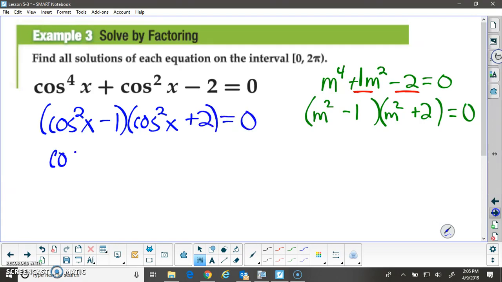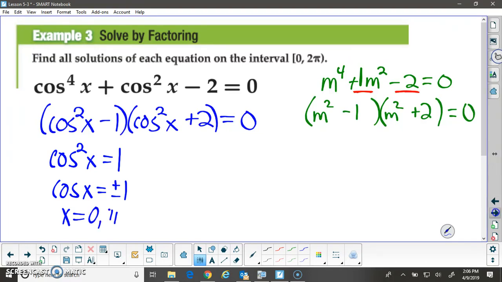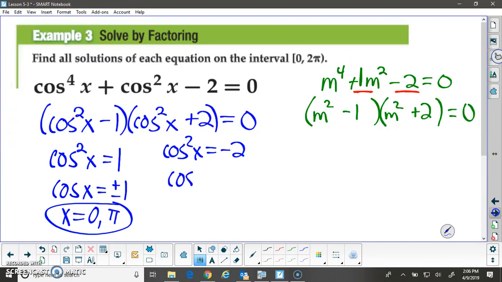Setting each factor equal to 0, we'd get cosine squared equals 1. Square up both sides, we get plus or minus 1. Cosine equals 1 at 0, and cosine equals negative 1 at pi. So there's the two solutions from that factor. If we set cosine squared equal to negative 2, square up both sides, we get the square root of negative 2, which is an imaginary number, and cosine never equals an imaginary number.